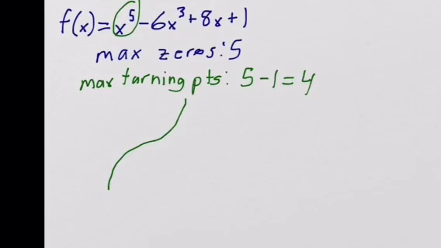We can guarantee there's at least one turning point if the degree is even, because it has to go to the right in the same direction, up or down, that it goes to the left. But there's no guarantee with an odd degree function that it's going to turn around at all.